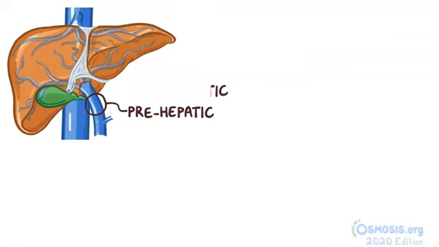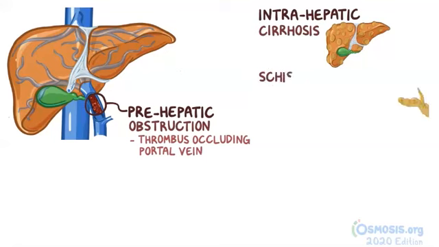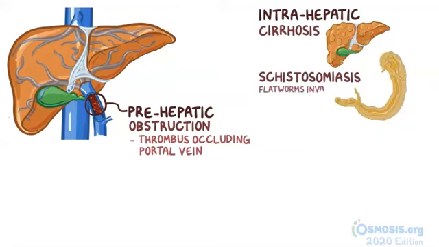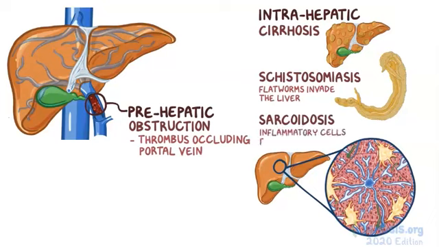The most common prehepatic cause is portal vein obstruction, like when there's a thrombus occluding the portal vein and blocking blood flow. Intrahepatic causes include cirrhosis, schistosomiasis, which is when flatworms invade the liver, and sarcoidosis, which is when inflammatory cells form lumps called granulomas inside the liver. Cirrhosis is by far the most common of the three.